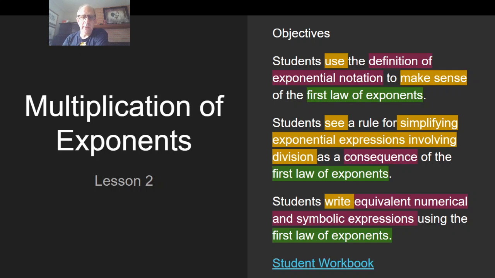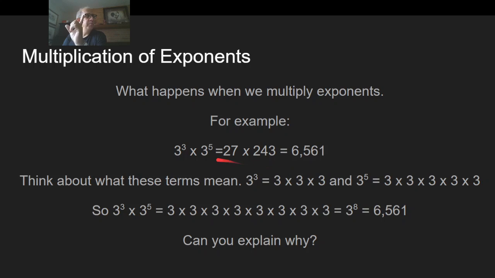Students, welcome back. It is time to talk about lesson 2. We went over this a little bit. So the objectives: we're going to use the definition of exponential notation to make sense of the first law of exponents, which is multiplying exponents. We're going to see and simplify using division, and then we're going to write some equivalent numerical and symbolic expressions, right? So the first law of exponents, multiplying.